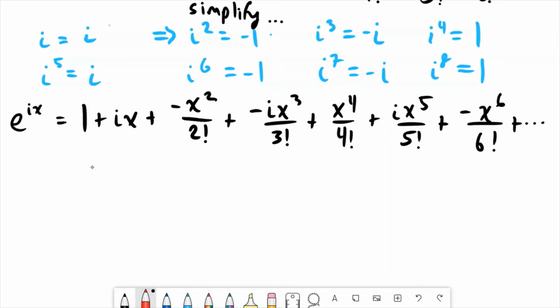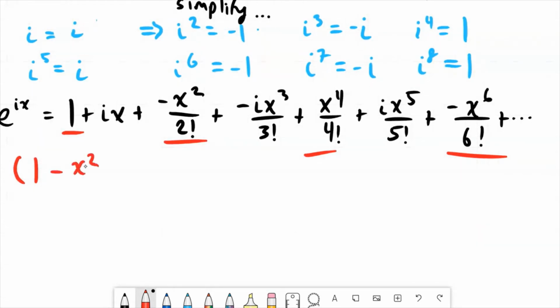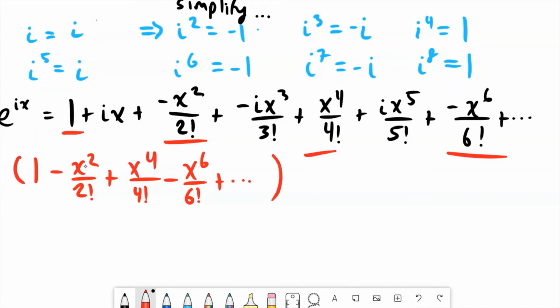So let's do that. I'm going to write the real part in red. So we have 1, and this one, and this one, and this one. Every other term is without an i, so I'm going to group those together. And this goes on forever, right? There's going to be an x to the 8th divided by 8 factorial, and minus x to the 10th divided by 10 factorial, and these are all the real parts combined into one group.